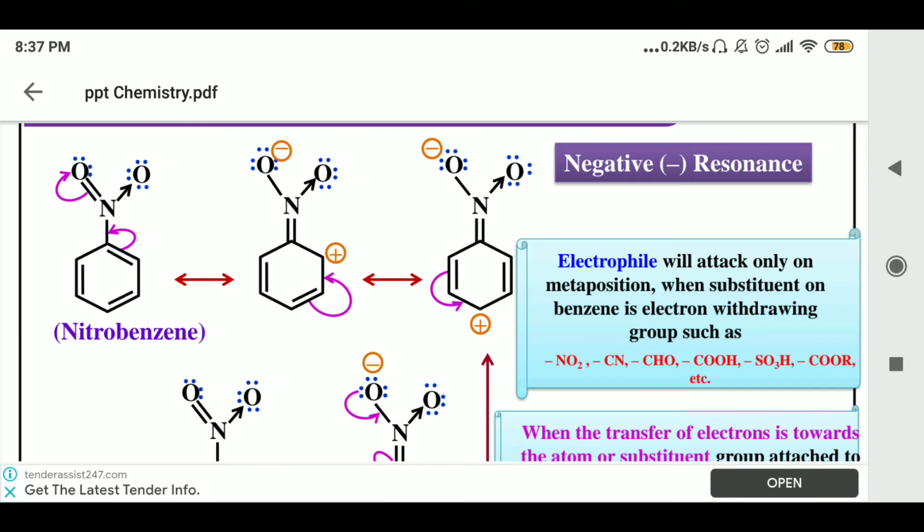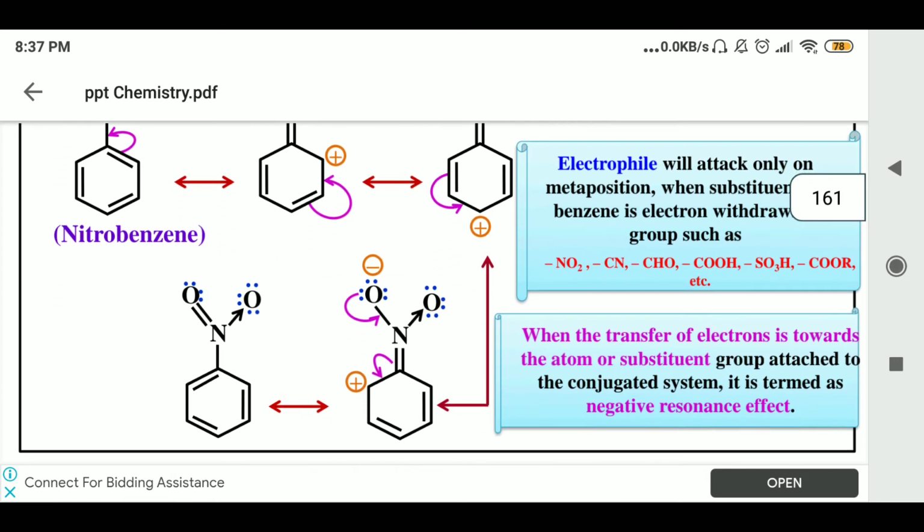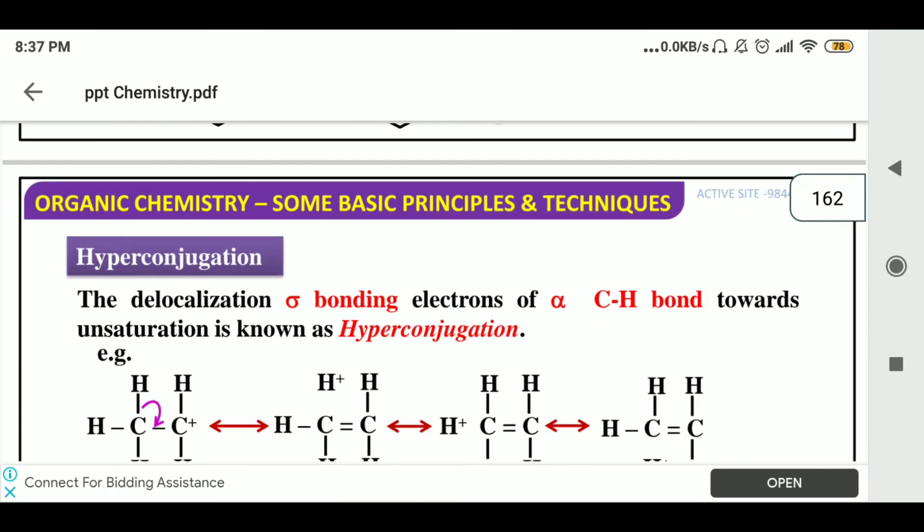So this is the difference between the two: one is positive resonance and the second is negative resonance. Here are given examples of groups that direct the attack only to the meta position when substitution on the benzene ring takes place. Examples are nitro, cyano, aldehyde, formyl group, carboxylic acid, sulfonic acid, or ester group. The transfer of electrons is towards the atom or substituent group attached to the conjugated system, and it is known as negative resonance effect.